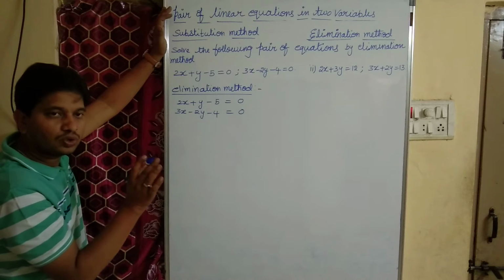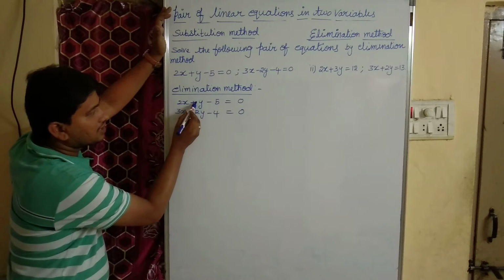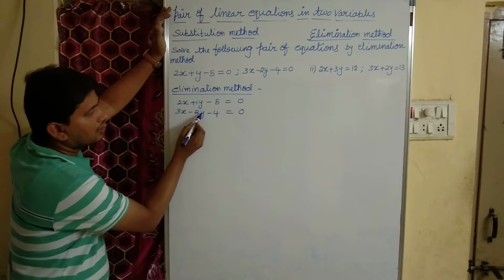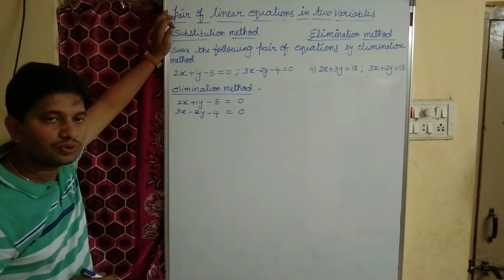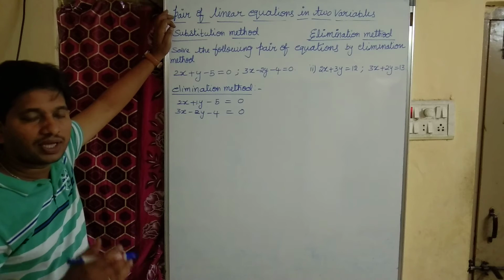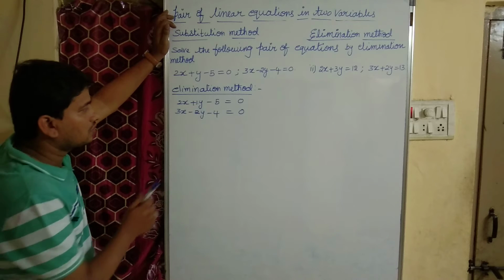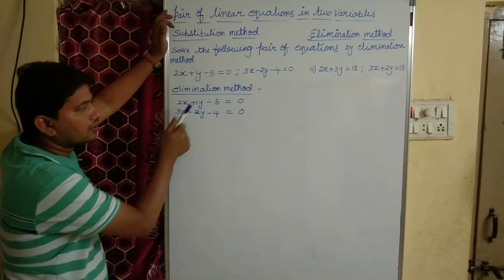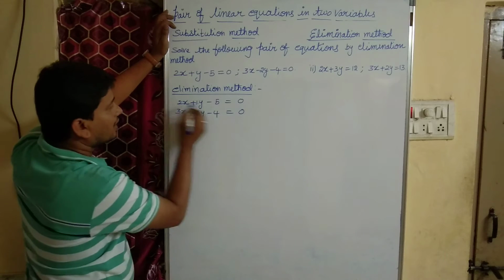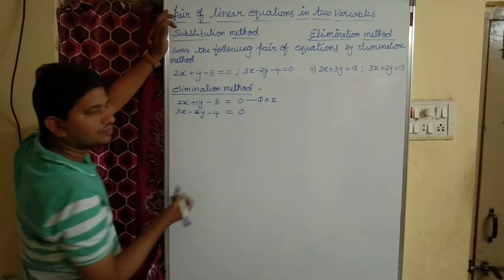Are they equal? No. Now coming to the y coefficient, here the coefficient of y is 1, and the coefficient of y here is -2. Are they equal? No. Then what we need to do? We need to equate either the x coefficient or the y coefficient. Right? So here I have 2, whereas in equation number 1 I have only 1. So what do I want to do? Let us multiply equation number 1 by 2.